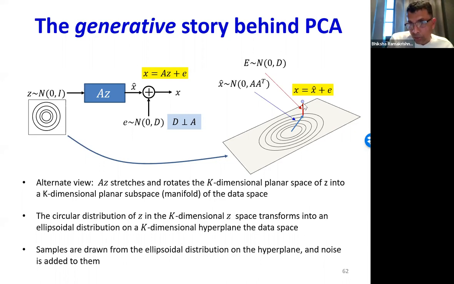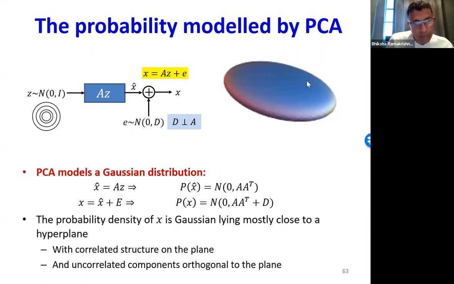So what is the overall distribution going to be? Anyone? It's going to be Gaussian, right? Because I'm drawing from a Gaussian, I'm putting it through a linear transform, and then I'm adding a Gaussian noise to it. So the probability density of X is going to be a Gaussian lying mostly close to a hyperplane. And all the correlated structure is going to be on the plane, and uncorrelated components are going to be orthogonal to the plane, right?